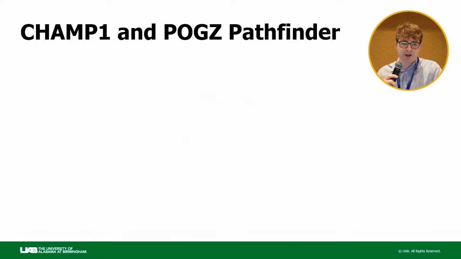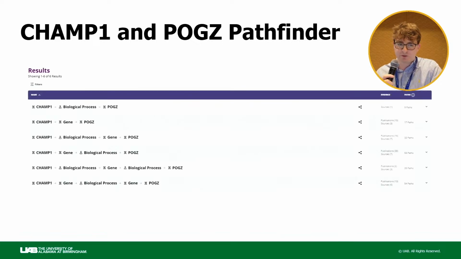So using the newer AI UI that we've developed, Pathfinder, I want to look at CHAMP1 and POGZ to see what relationships they share. This is the first result that we have, and this is a screenshot from the UI. It's a pretty friendly interface, easy to access and use. But there are many cellular processes that are shared between CHAMP1 and POGZ.